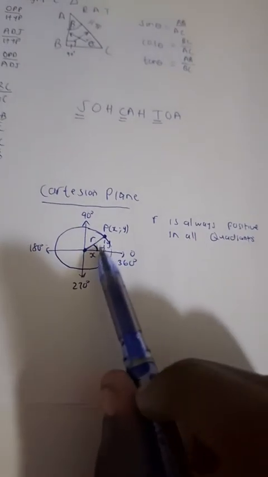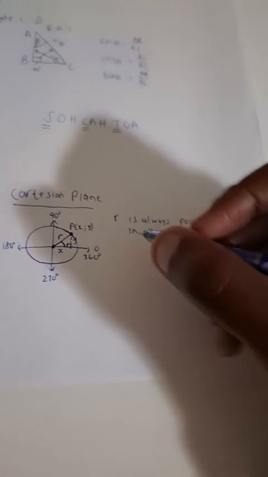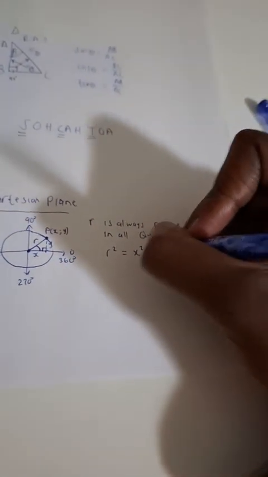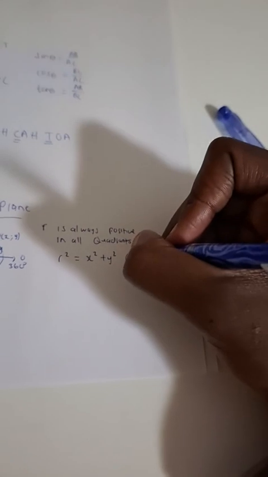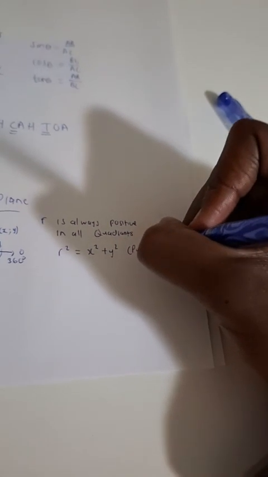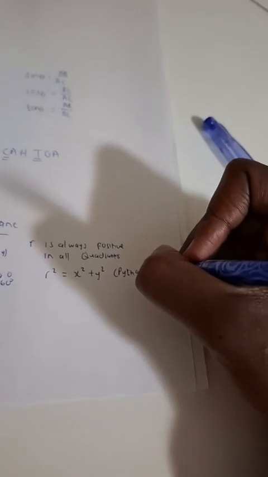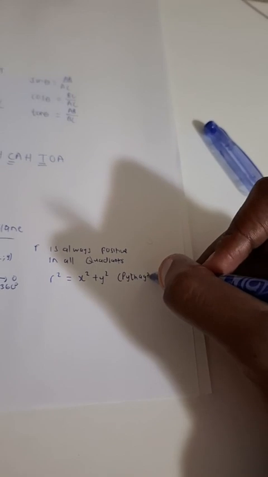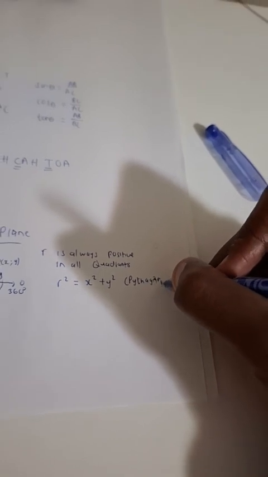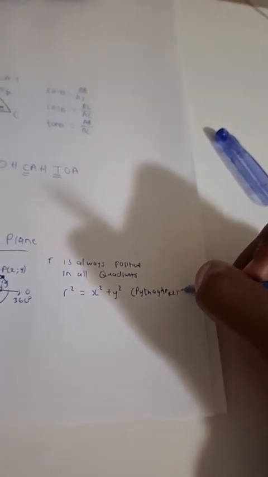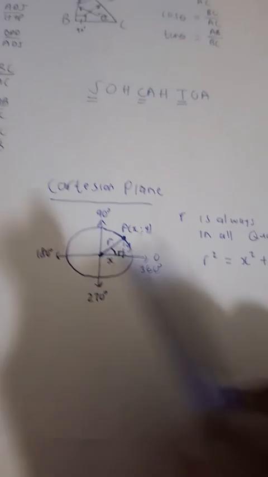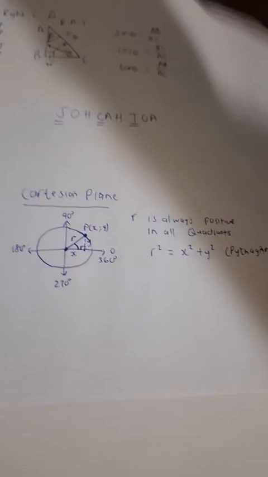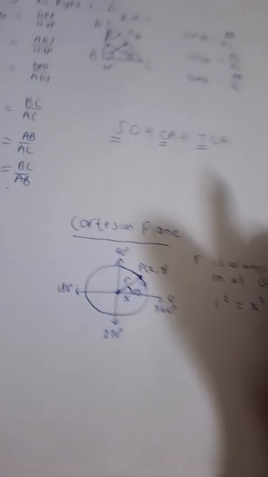So therefore, because this is a right-angled triangle, we can utilize Pythagoras to assist us in finding any unknown that we may be missing in this right-angled triangle. So Pythagoras plays a role in that instance.